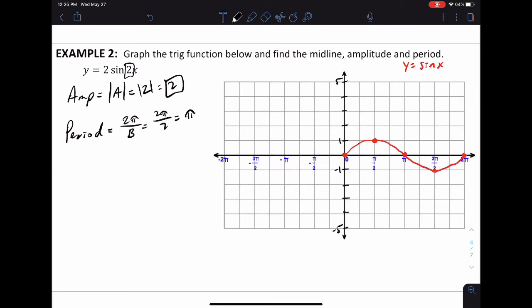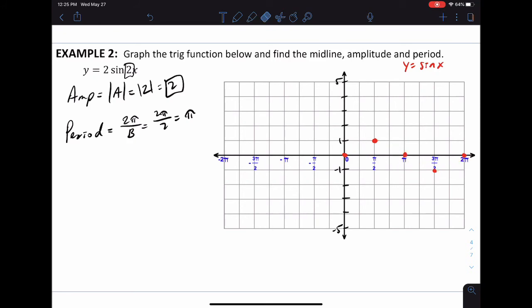See, the red one goes from 0 to 2 pi. That's how long it takes for it to be done. But this guy is going to be over by pi, so it's going to shorten the time by half. So really, on the right side, we'll be able to graph 2 cycles.